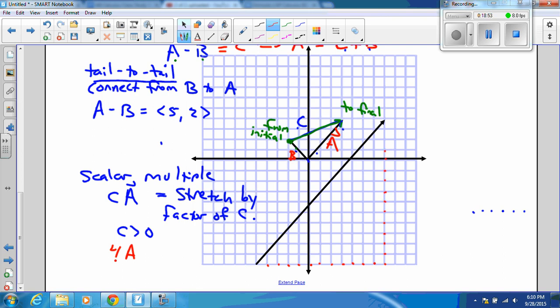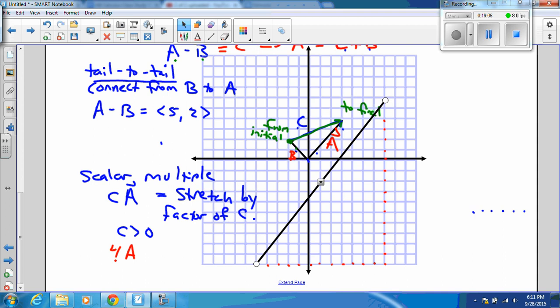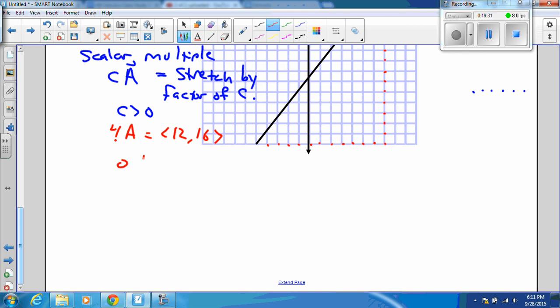Ta-da! There it is. And when I count that, I get 1, 2, 3, 4, 5, 6, 7, 8, 9, 10, 11, and 12 over. And 1, 2, 3, 4, 5, 6, 7, 8, 9, 10, 11, 12, 13, 14. Should have been 16, but because I was doing it graphically, it was a little bit imprecise. I probably changed the direction a little bit by accident. Notice that 12, 16 is right here. Just like that.